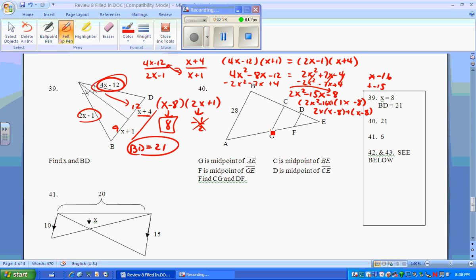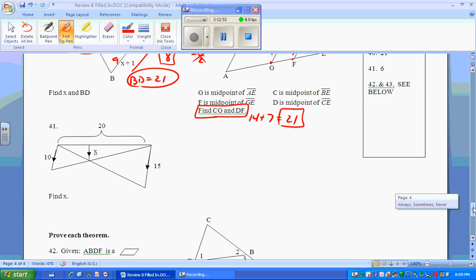Number 28, you see this is a midpoint, midpoint, midpoint, and midpoint. They're all midpoints. So this is a midline to the big triangle. So if this is 28, this midline is 14. This is the midline of this triangle, so that's 7. So what's these two added together? 14 plus 7 ends up equaling 21 for your answer.